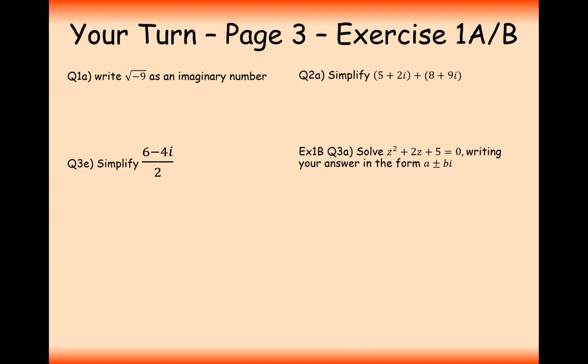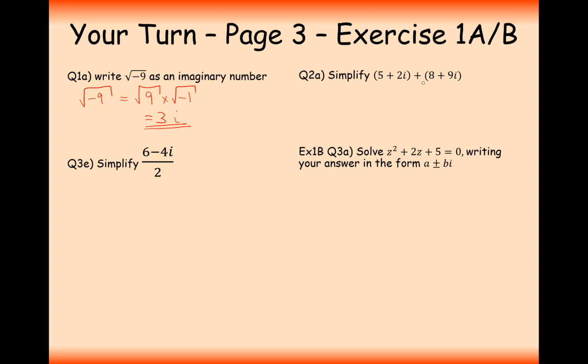Alright then, let's have a go at 1a now. So hopefully the square root of negative numbers is really familiar to you now. All you have to do is split it up into the square root of your normal, positive part, and then leave the square root of minus 1 at the end. So that's going to become i. The square root of minus 1 is always i. And what is the square root of 9? Well, that's 3. So your answer here is 3i.